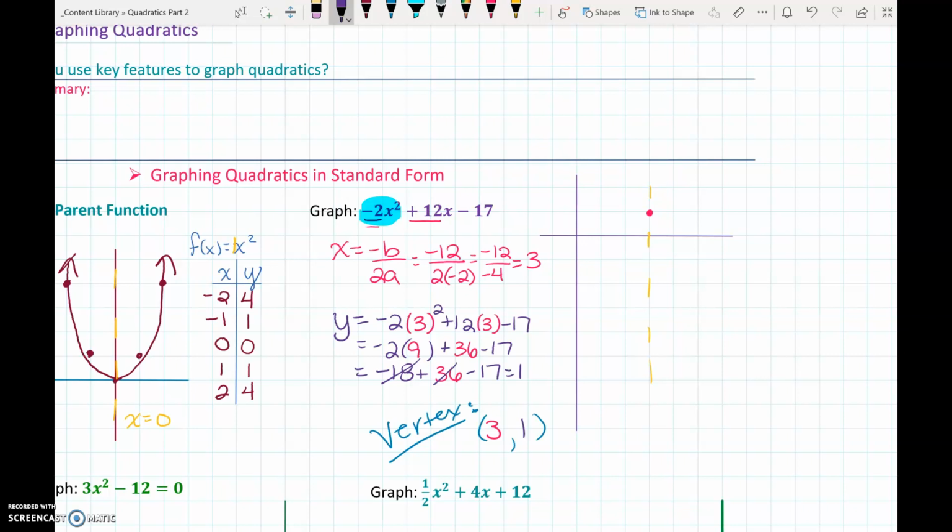So to the leading term, 1 squared gives me 1. 1 times negative 2 is negative 2. I'm just plugging into that first term.